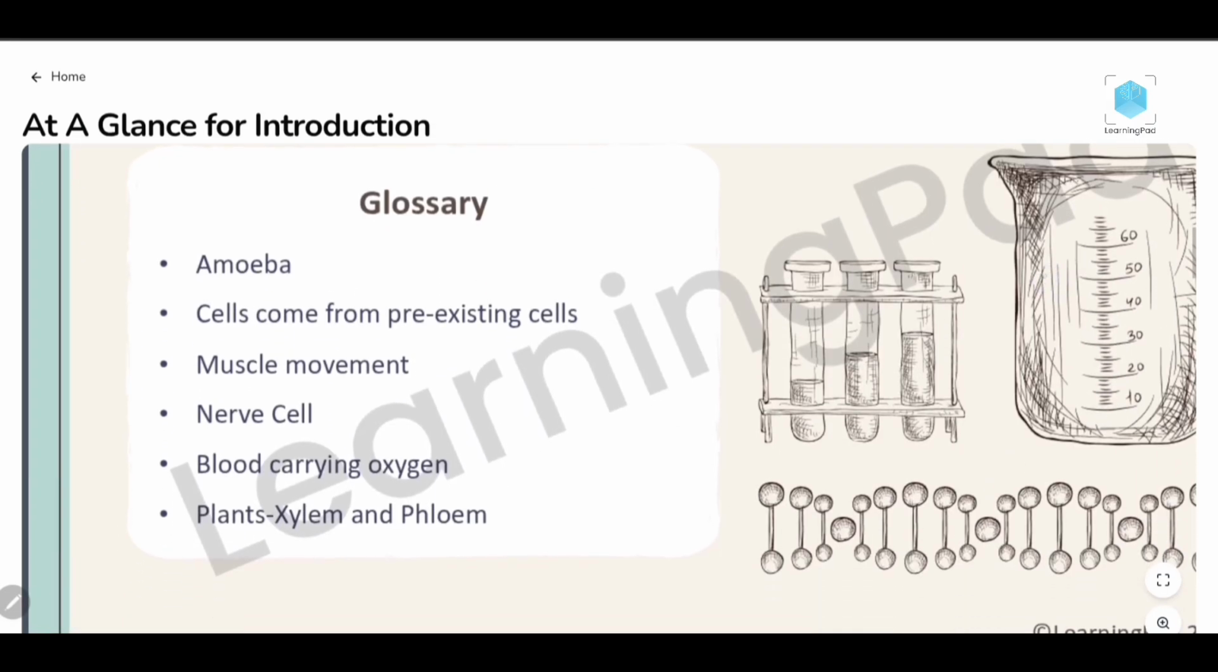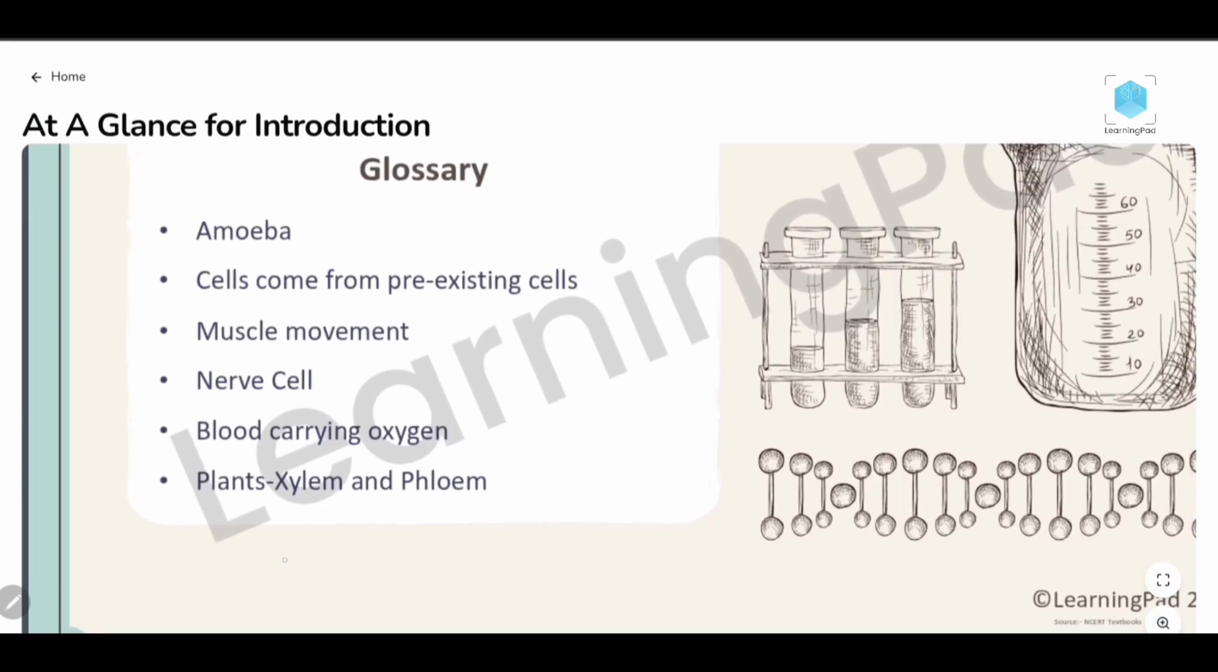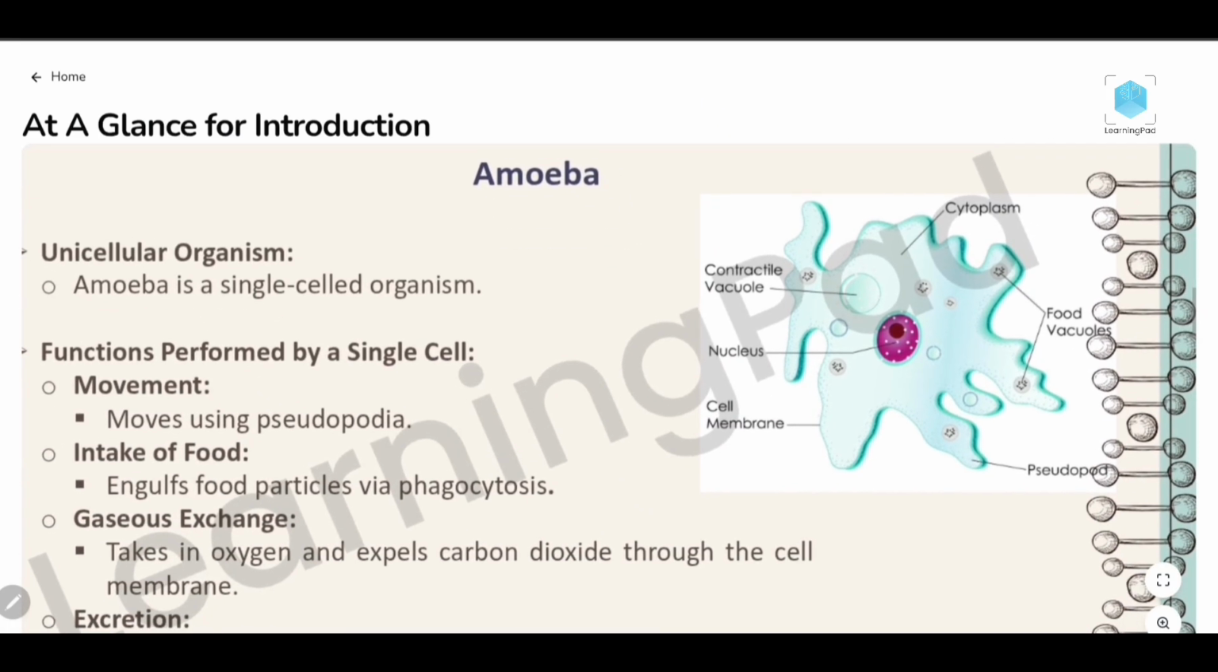In today's topic, tissues, we are going to cover a few subtopics like amoeba, cells come from pre-existing cells, muscle movement, nerve cells, blood carrying oxygen, and plant cells like xylem and phloem. Now first let us study about amoeba.